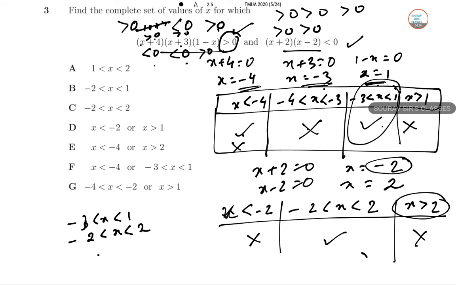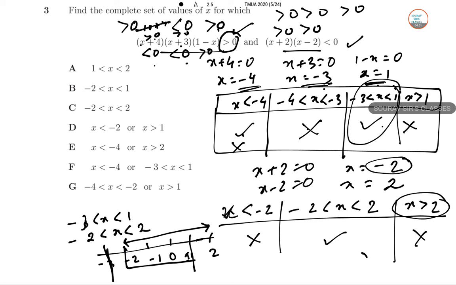Now if we take a number line, this is minus 3, this is minus 2, minus 1, 0, 1 and 2. The first one lies between minus 3 and plus 1. The second one lies between minus 2 and plus 2. Where is the common zone? From minus 2 to plus 1, that's the common zone. So minus 2 less than x less than 1 will be the answer. So here option B is the correct answer.